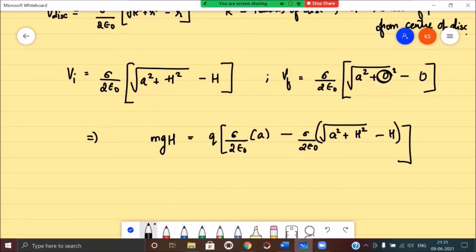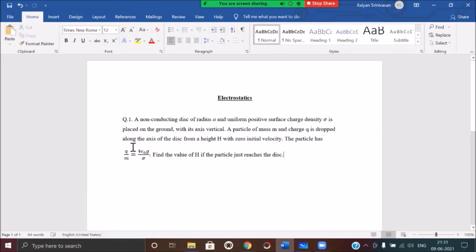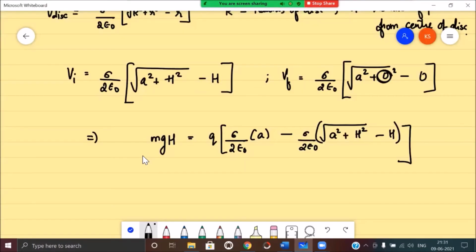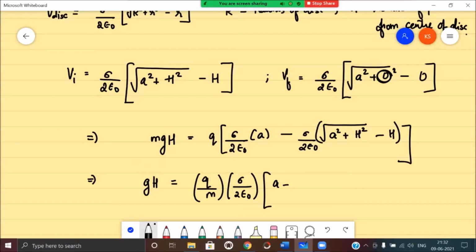And to make this problem simpler, an additional condition has been given in this question, and that condition is that the charge by mass ratio is 4 epsilon naught g by sigma, right? So dividing this entire equation by m, we get gh is equal to q by m, and let me take sigma by 2 epsilon naught constant, into A minus under root of A squared plus h squared plus h.